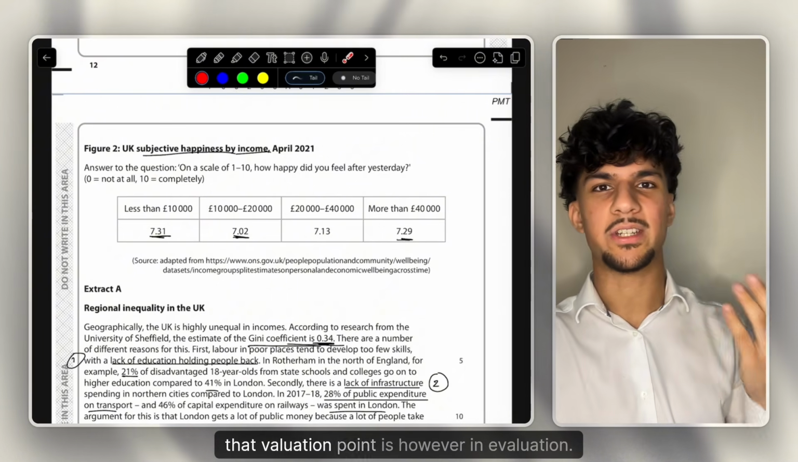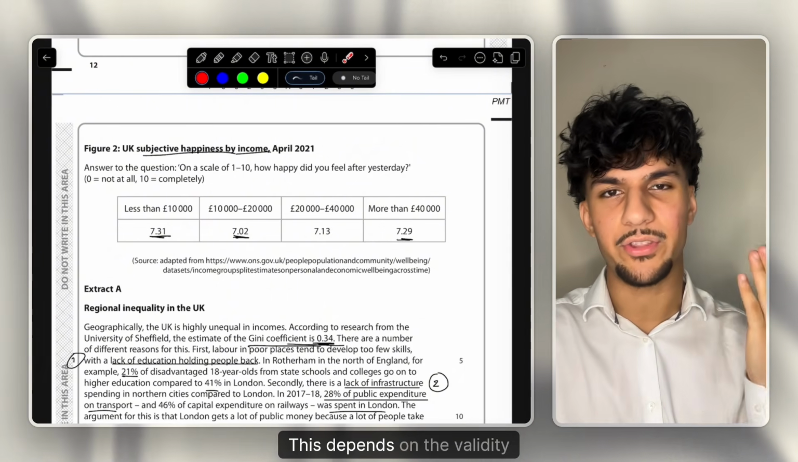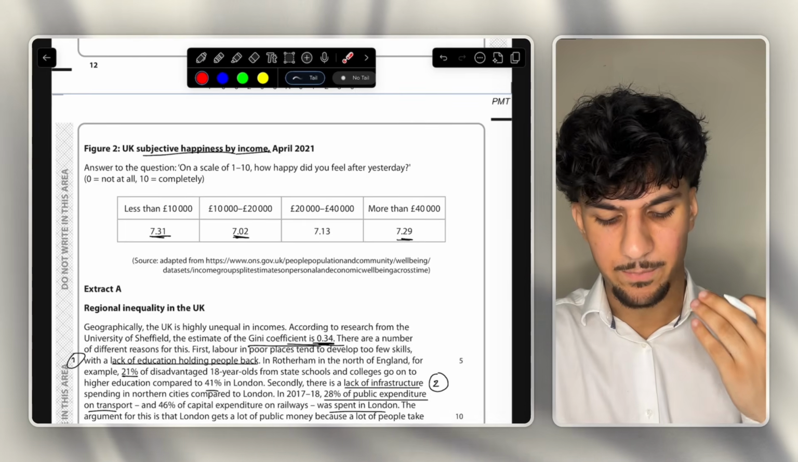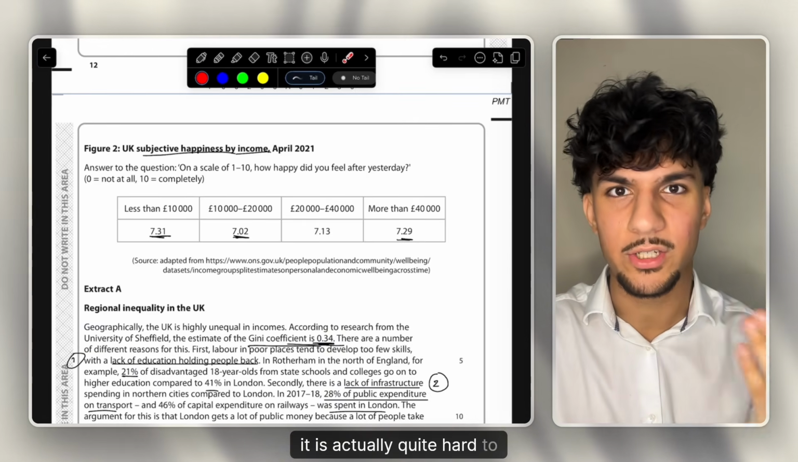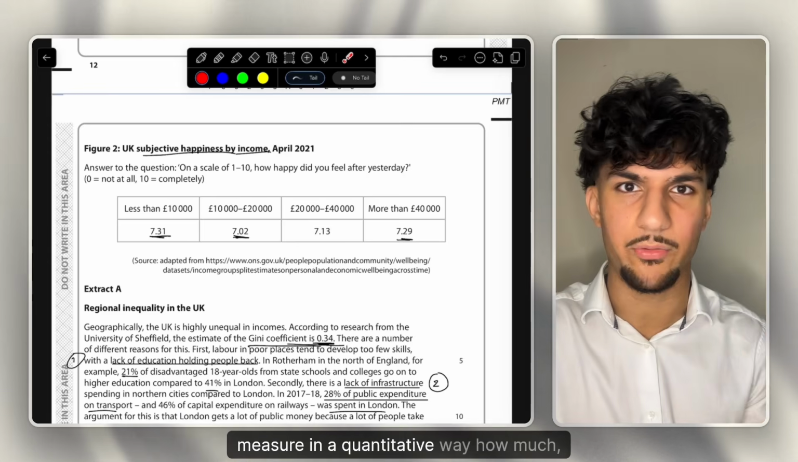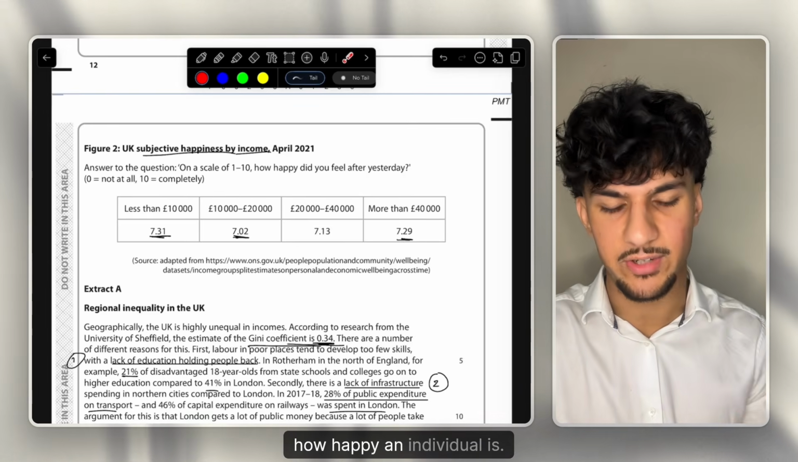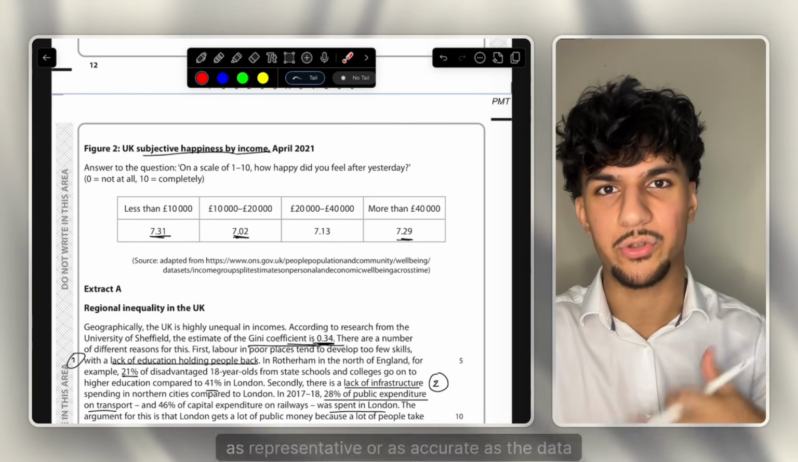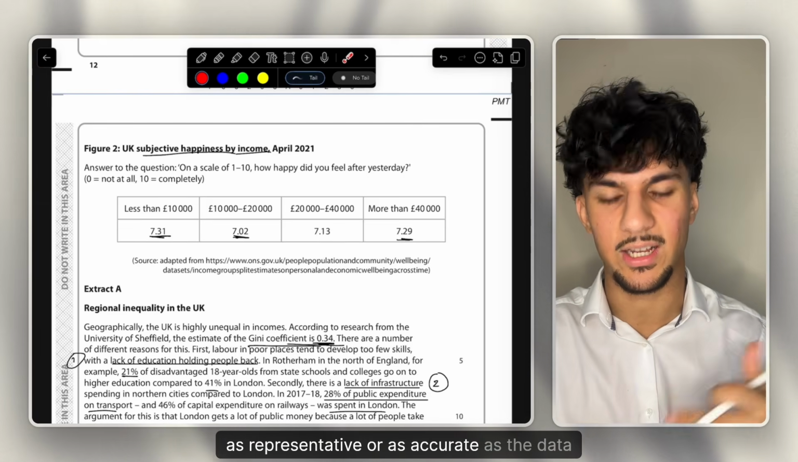So the way to word that evaluation point is, however, in evaluation, this depends on the validity of this survey, of this study, as it is actually quite hard to measure in a quantitative way how happy an individual is. Thus, it means the survey is probably not as representative or as accurate as the data shows.